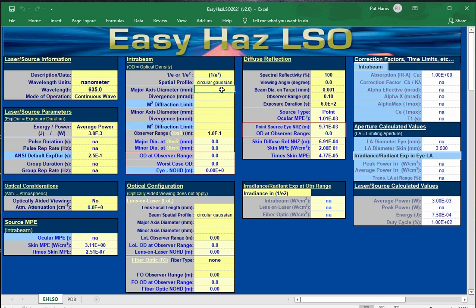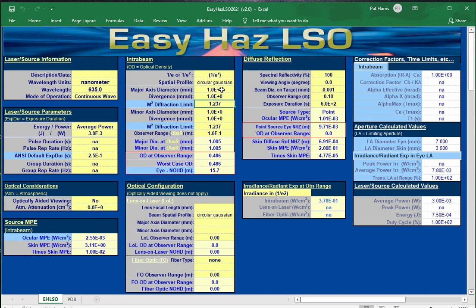Let's put our beam propagation parameters in. The major axis diameter is 1 millimeter. Divergence is 1 milliradian. When you're inputting these, understand that the software and the ANSI equations are really talking about the beam diameter at the beam waist. Sometimes somebody will say, we know what the beam diameter is at the output aperture of the laser. For most cases, that's fine to just use as the reference and input that beam diameter.